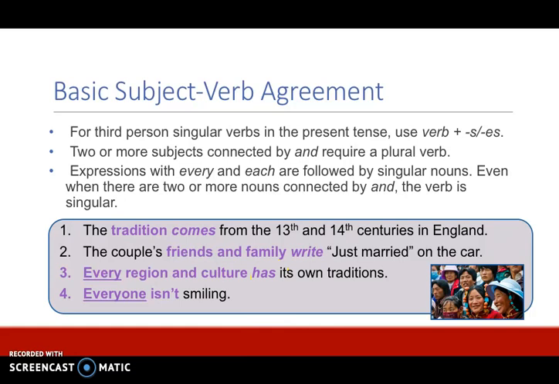Number 4, everyone isn't smiling. So also pronouns like everyone use a singular verb, isn't.